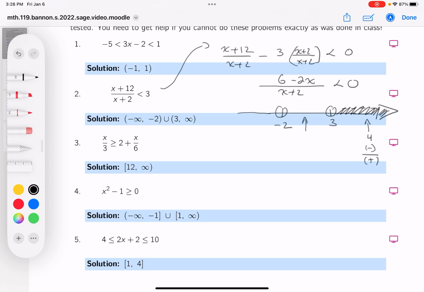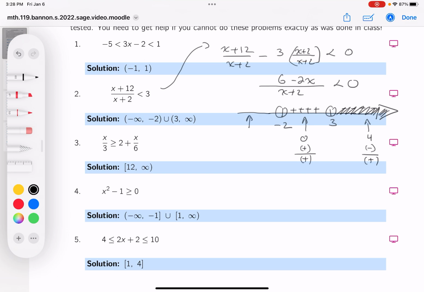I'm going to take a test point over here. A good point between minus 2 and 3 would be 0. Plug it in. You get positive on top. On bottom, what do you get? Positive. Well, overall, the interval would be positive, and positive numbers are not less than 0, so we'll not shade that in. Let's go over here.